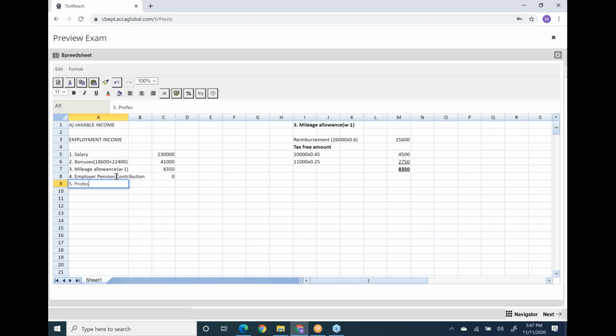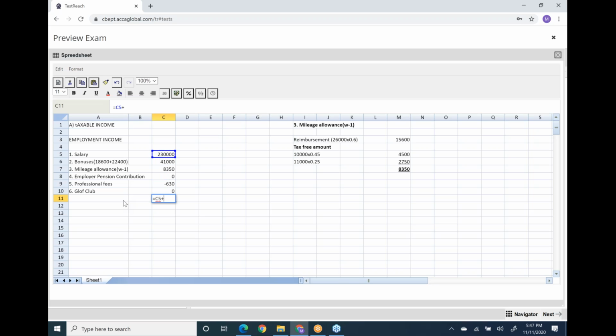For point number 4, professional subscription fees. Professional subscription fees of 630 is an allowed expense, but the second contribution, golf club membership fees, is not allowed because of duality. Golf club membership fees is not allowed because of duality, okay. So here you have total employment income.